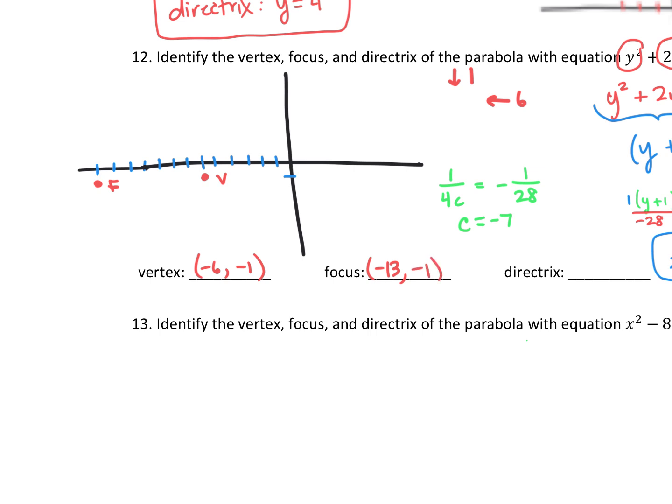So there's our focus. And then the directrix, remember this parabola is opening toward the focus like this. So the directrix is going to be somewhere over here. So the focus is 7 units to the left of the vertex. The directrix will be 7 units to the right. So here's 1, 2, 3, 4, 5, 6. We just have to go 1 more for 7. And this directrix will be a vertical line. And that vertical line is at x equals positive 1.